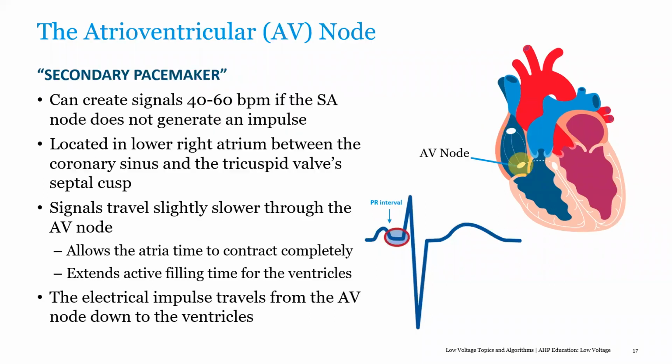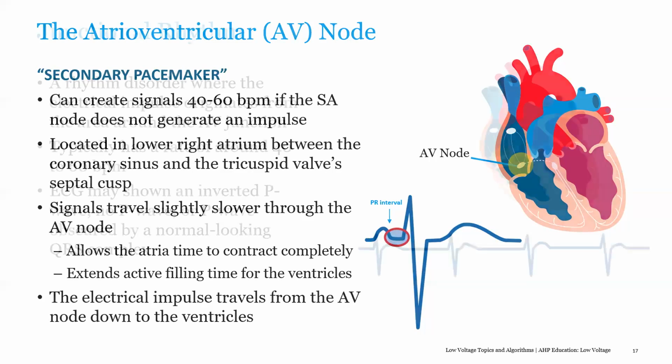So what's really cool about the heart, I think, is we have triple redundancy. And what I mean by that is if the SA node fails, the AV node typically kicks in, and it has an underlying automaticity rate of 40 to 60 beats a minute. It's located in the lower right atrium, right above the tricuspid valve. It's slightly slower, and the electrical impulse travels down the AV node to the ventricles next.